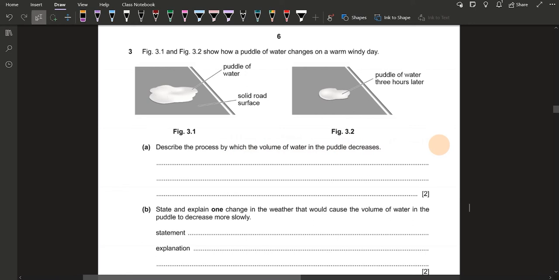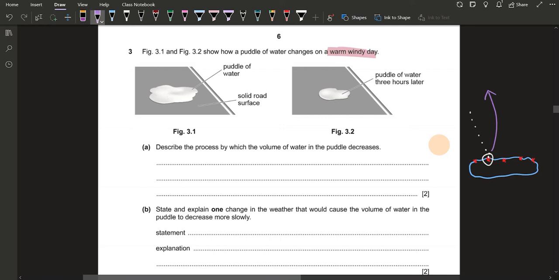So what happens is that you have a puddle here, right? And we have high energy molecules on top of the surface. On a warm windy day, in the question it says it's a warm windy day, hot air molecules come and hit the water puddle. And when they hit the high energy molecule, the molecule has enough energy to escape the surface of the water. So it escapes the surface of the water.